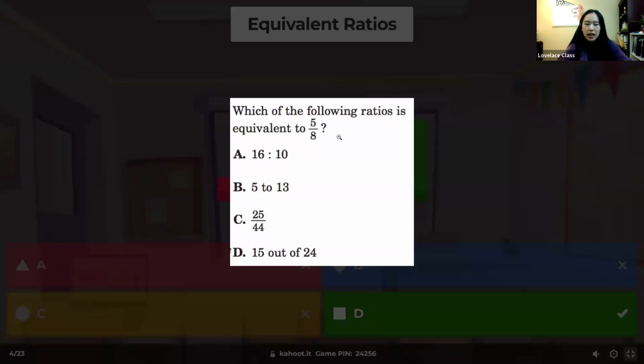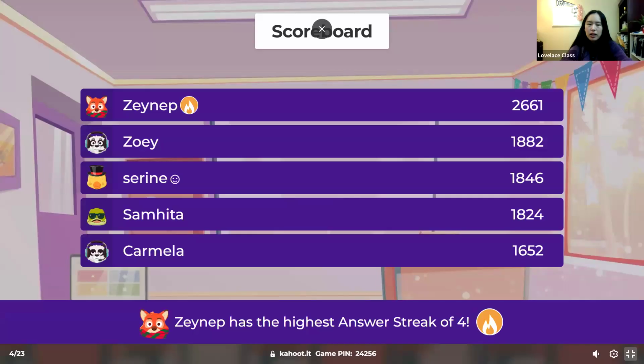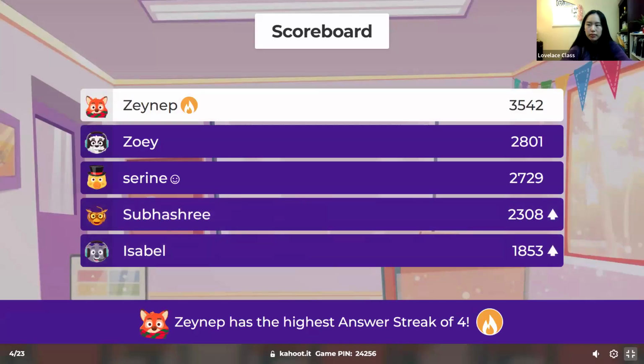Okay, good job. Most of you guys got it right. So it's 5 over 8, right? We know that 5 comes first. It can't be 5 to 13, because that's not 8. 25 and 44 don't share any common factors, so we can eliminate that. Then I have 16 and 10. 16 to 10 is 8 to 5, so that's the wrong order. And then 15 out of 24, we can see that they're both divisible by 3, so that's just 5 to 8, and that's how we get our answer. So, good job. That was really good. You guys are doing a very, very good job. Keep it up.